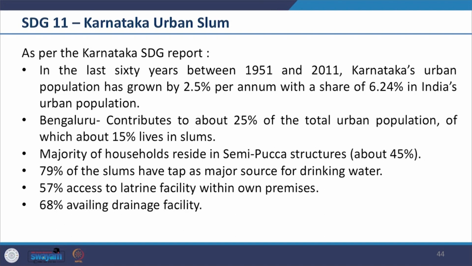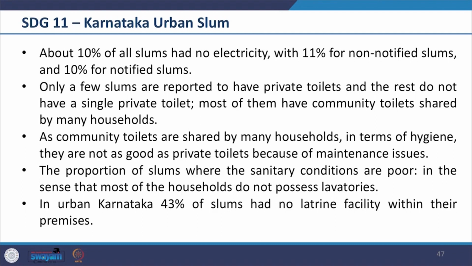The majority of households reside in semi-pakka structures, with 79% of slums having taps as the major source of drinking water, 57% having access to toilet facility within their own premises, and 68% availing drainage facility. In urban Karnataka, about 10% of all slums had no electricity, with 11% of notified slums and 10% of non-notified slums.